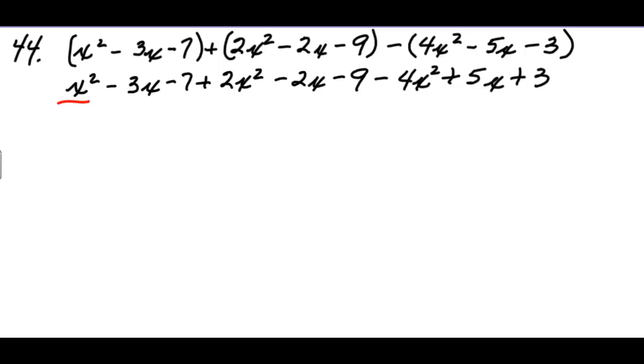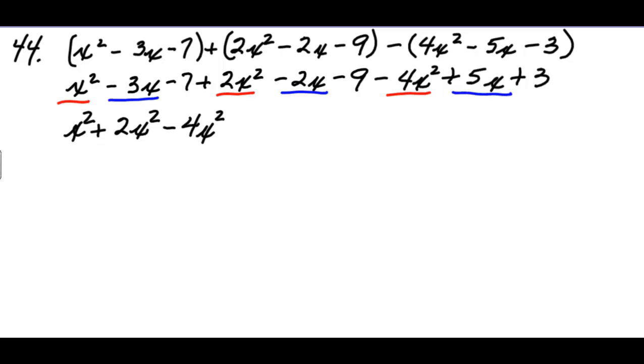In this case, I have an x squared, I have a 2x squared, and I have a negative 4x squared. If I write them all at the same time, I'll get x squared plus 2x squared negative 4x squared. The like terms next in descending order would be the minus 3x, the negative 2x, and the positive 5x. So I rewrite that: negative 3x, negative 2x, positive 5x.